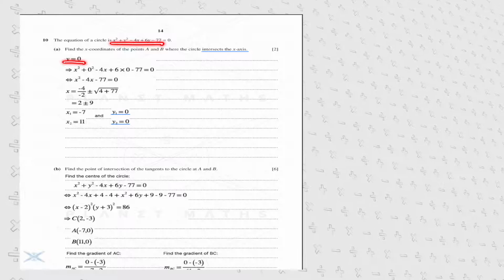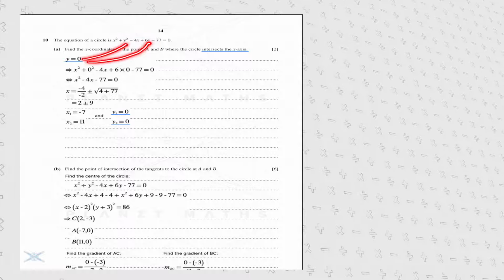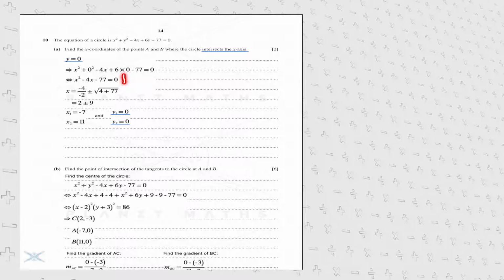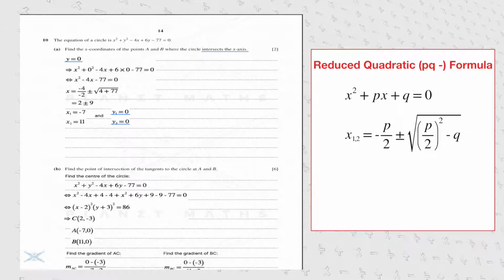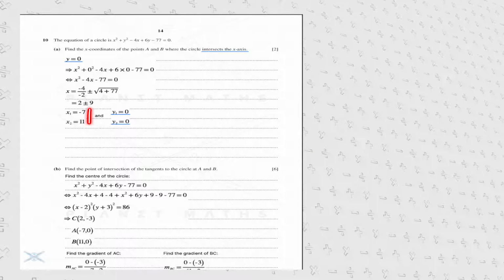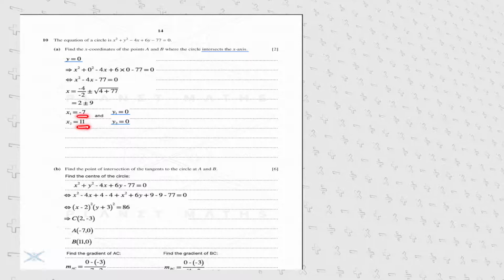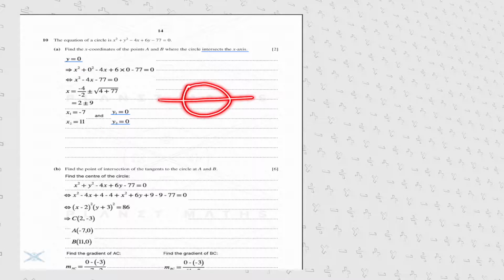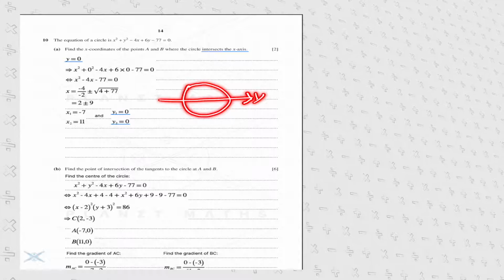In this case, this is easiest done by substituting 0 for y within the circle equation. After simplification, we receive a simple quadratic equation, which we can solve using the reduced quadratic formula provided, since the coefficient of x squared is 1. Following through from there, we receive the requested x coordinates, which are -7 and 11. The y values, which were not required, are of course 0 in each case. The reason for that is that every point that lies on the x-axis has 0 for its y coordinate.